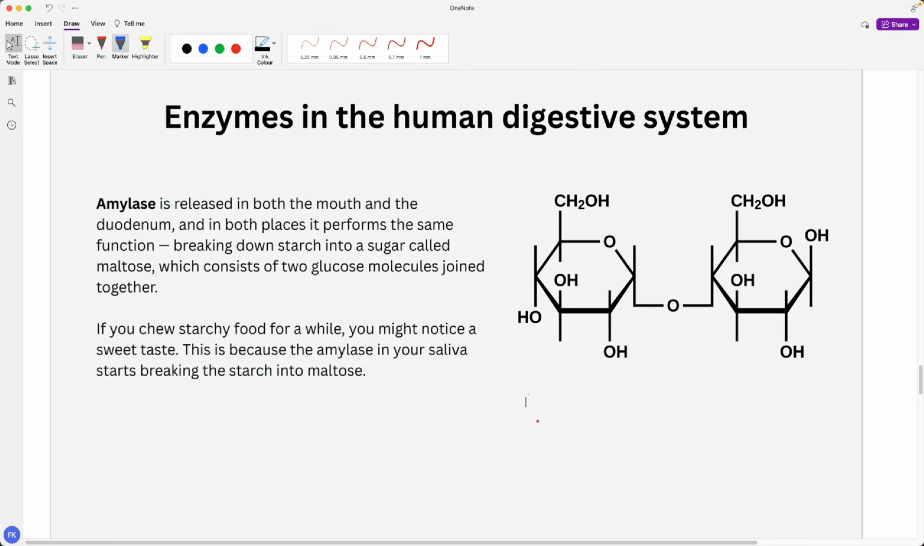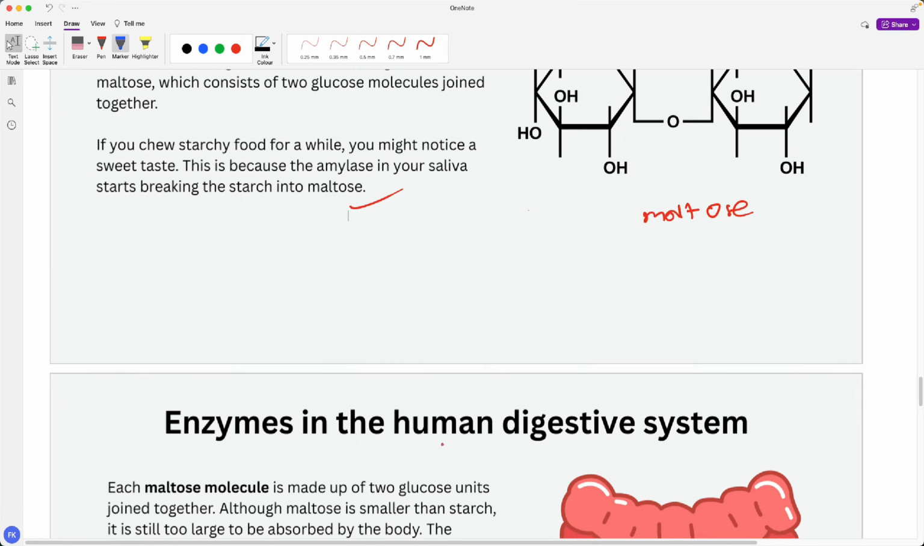Now let's move on to the function of the enzymes. As you can see, the amylase in the mouth breaks down the starch into a sugar called maltose. Okay, what is maltose? Maltose is very simple and beautiful. When two glucose molecules join together, it is called maltose. Okay, if you chew starchy food for a while, you might notice a sweet taste. This is because the amylase in your saliva started to break down the starch into maltose.